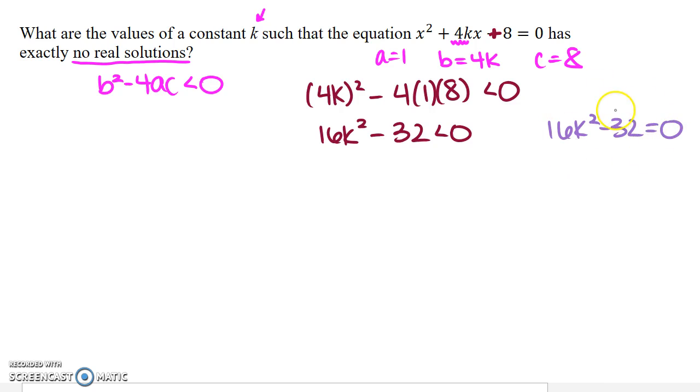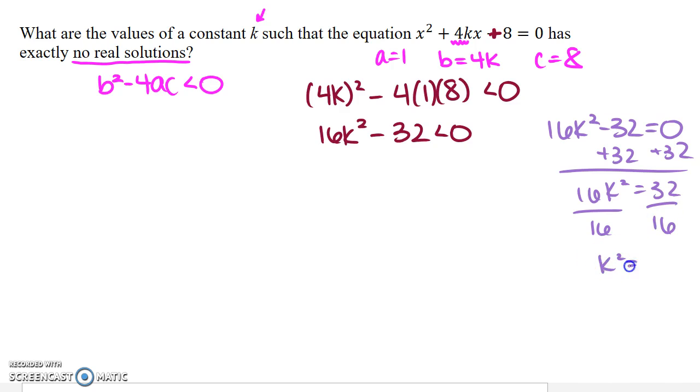We solve this like we normally would, by adding 32. So we'll have 16k squared equals 32. We divide by 16, divide by 16. We'll have k squared equals 2. Get k by itself by square rooting. So we'll have k equals plus or minus the square root of 2. Now this is not our final answer because this is when it equals 0. But we want to see where it is less than 0.